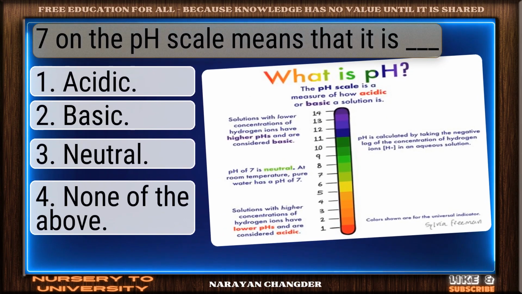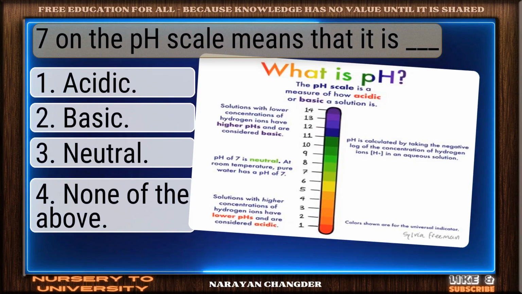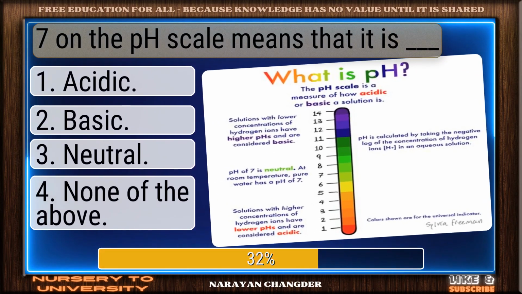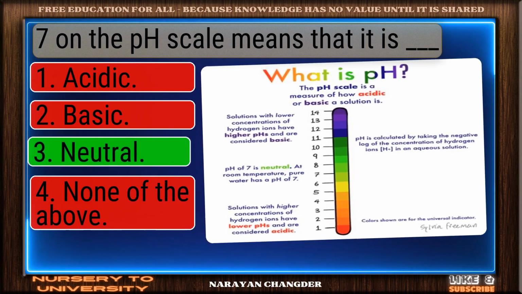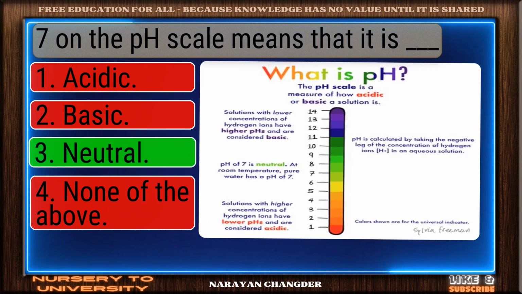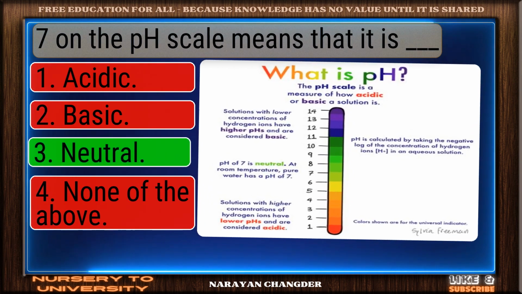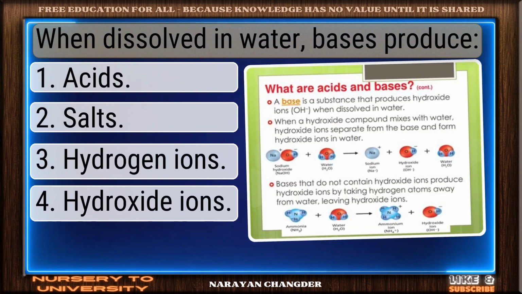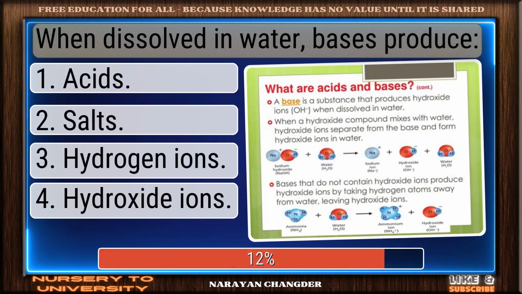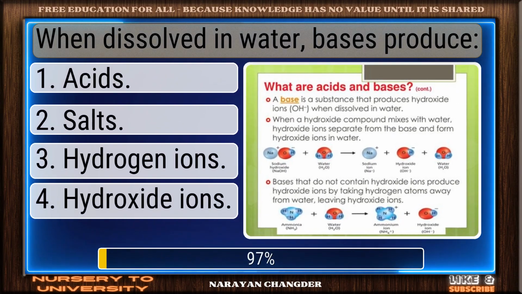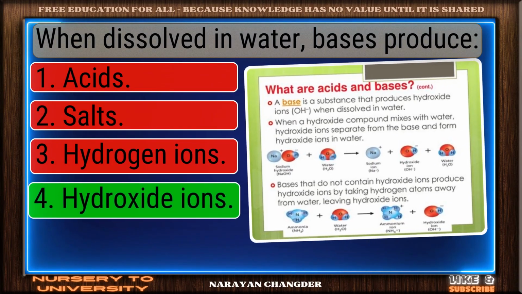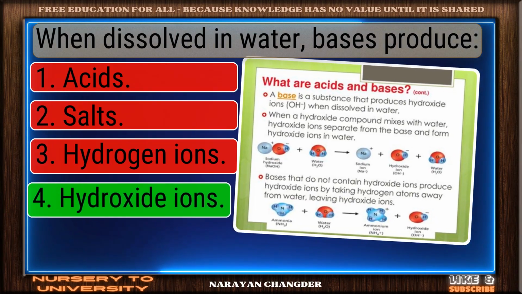Question number 43. 7 on the pH scale means that it is dash. Excellent choice. Neutral is the right answer. Question number 44. When dissolved in water, bases produce. Great job. Hydroxide ions is the accurate answer.